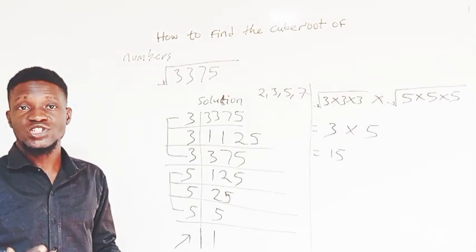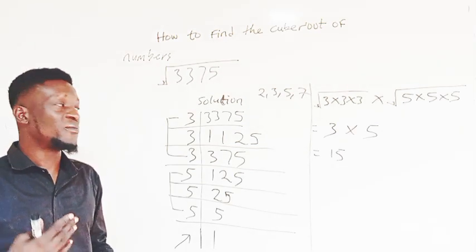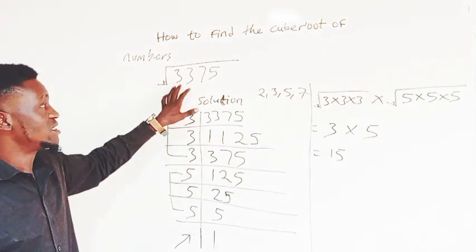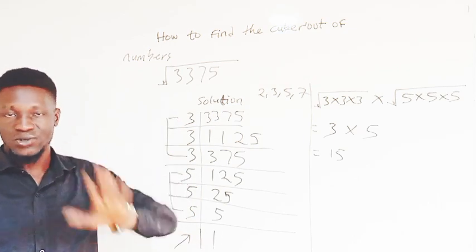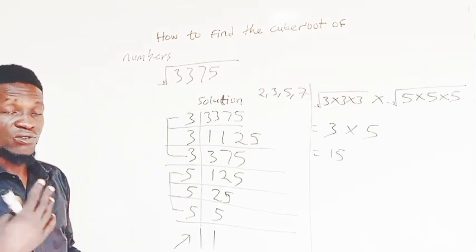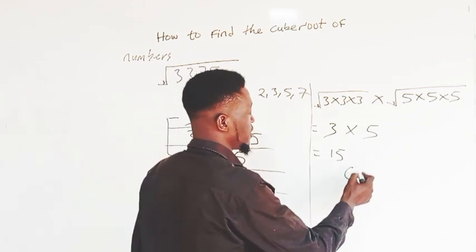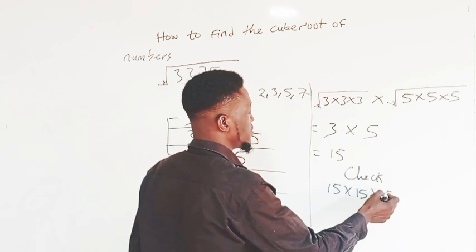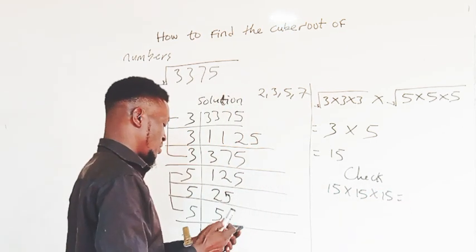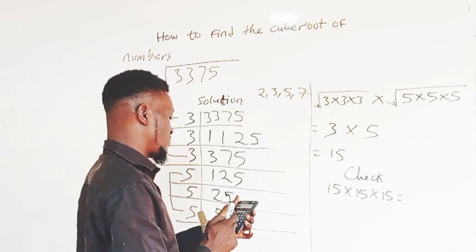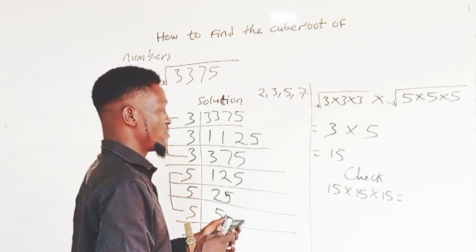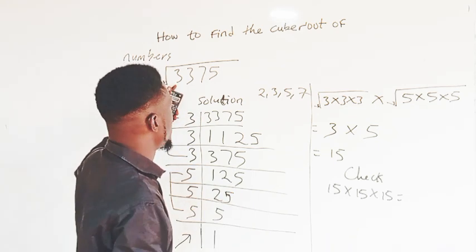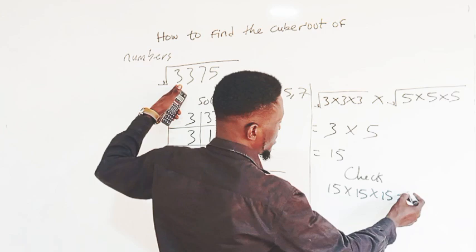For us to check, we can multiply the number three times. If you multiply the number three times and you cannot get the original number, that means it is not correct. So let me check here: 15 times 15 times 15. 15 times 15, you're going to have 225. So 225 times 15, definitely you're going to have 3,375.